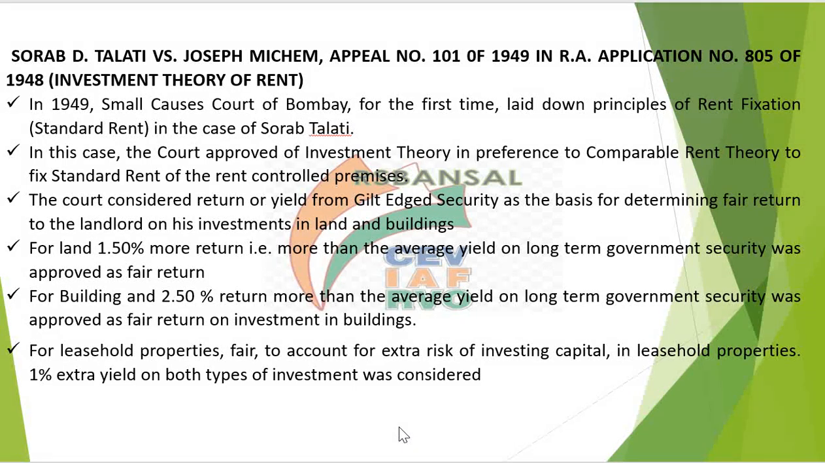So, according to this act, the government security rate formed the basis, and for the land, this rate has to be increased by 1.4%, and for building, 2.4% is to be added to that rate. And for leasehold property, 1% extra yield, for both land and building, was considered, which is based upon the base rate of long-term government securities.